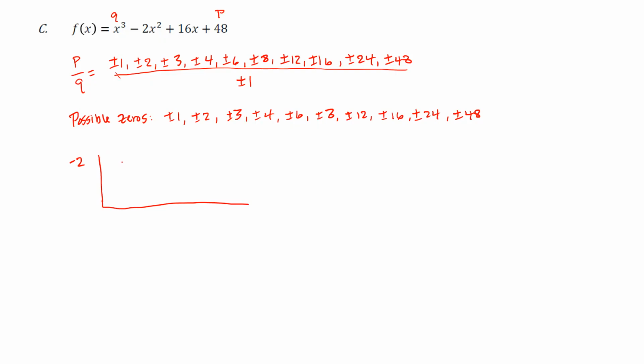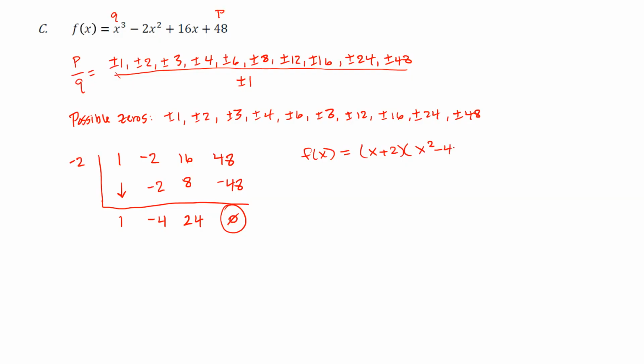So we're going to set up our synthetic division, 1, -2, 16, and 48. Bring down the 1 and start the process. Multiply, add, multiply, add, multiply, and add. Excellent. Okay. So we have f of x equals x plus 2 times x squared minus 4x plus 24.